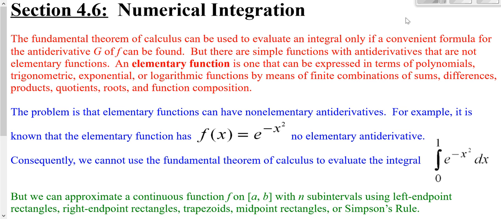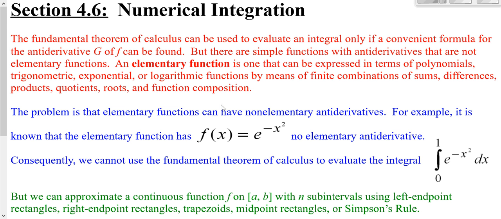We're going to go ahead and take a look at numeric integration. Now, with numeric integration, basically you're coming across some functions that you can't integrate. Either you don't know how to up to this point, or there is no antiderivative that really exists.